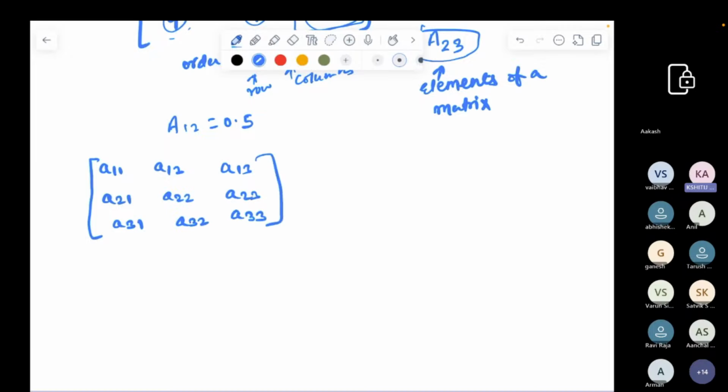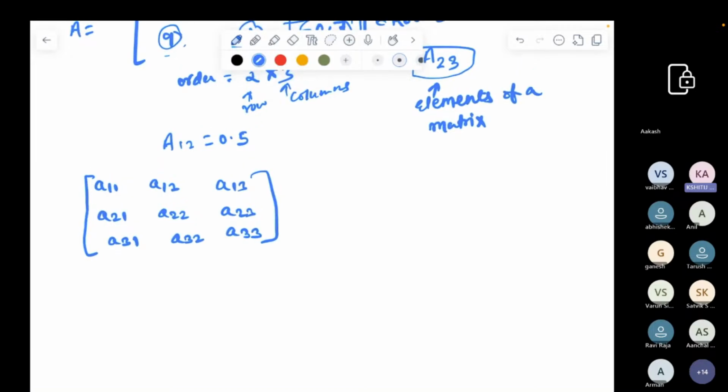So this is also a matrix, right? Now if you see over here, the number of rows is 3 and the number of columns is also 3, right? So the number of rows and the number of columns are equal. Such matrices are called square matrices, right?